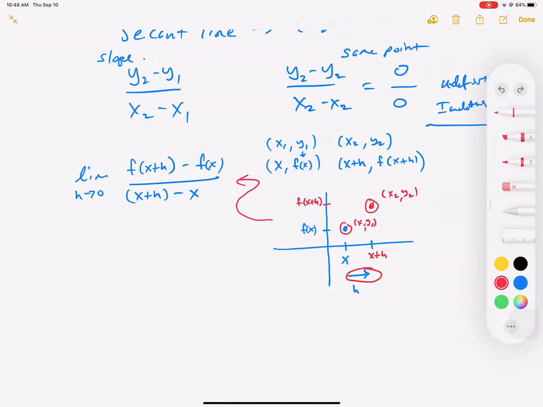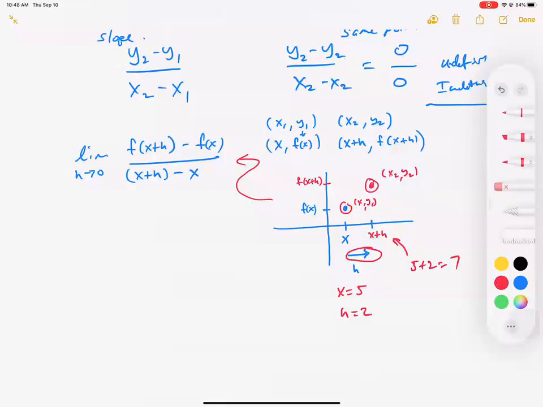So if let's say x was 5 and h was 2, the second point here would be 5 plus 2, which is 7. And the emphasis is not on the second point being 7. The emphasis is more like how far away is the second point. And this is going to be important to us because I want you guys to look back here. Because how far is h away? H is 0.